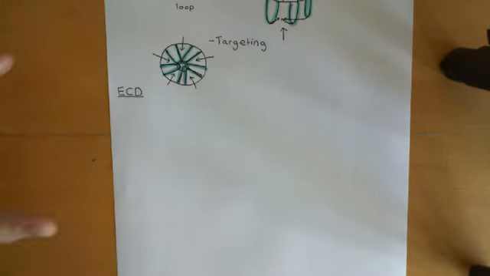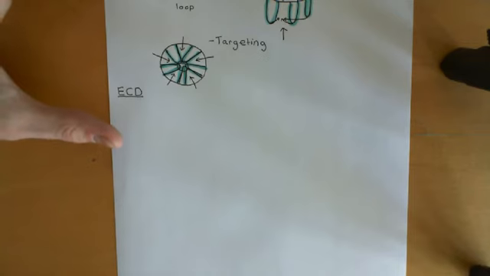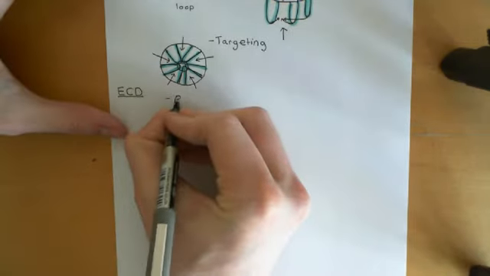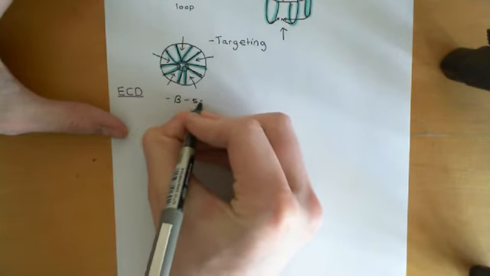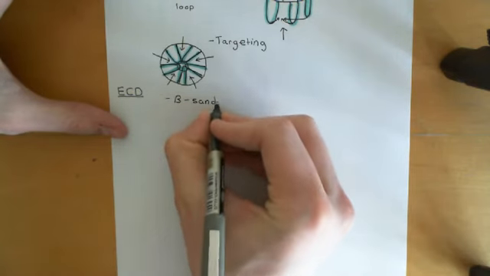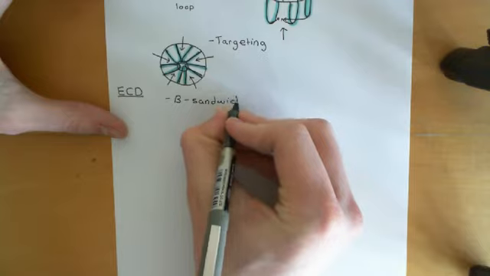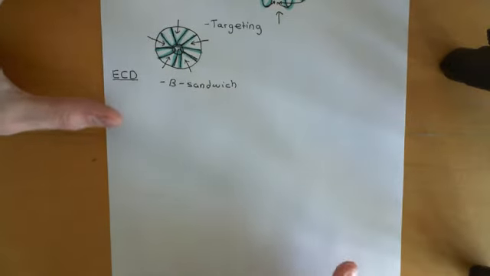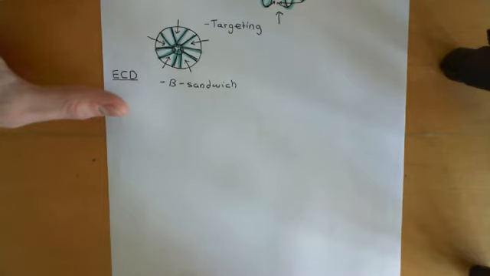The next important message is what the concept of a beta sandwich is. These extracellular domains are going to contain beta sandwich structures, and I'm going to show you the structure of the beta sandwich of the extracellular domain in a moment, but firstly let me just explain the basic concept of a beta sandwich.